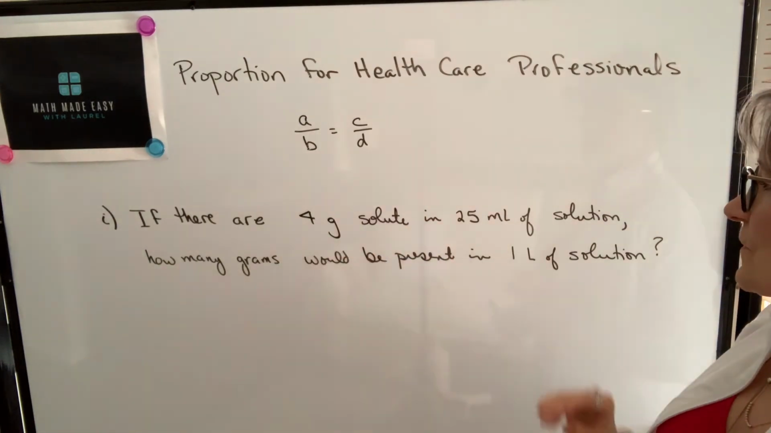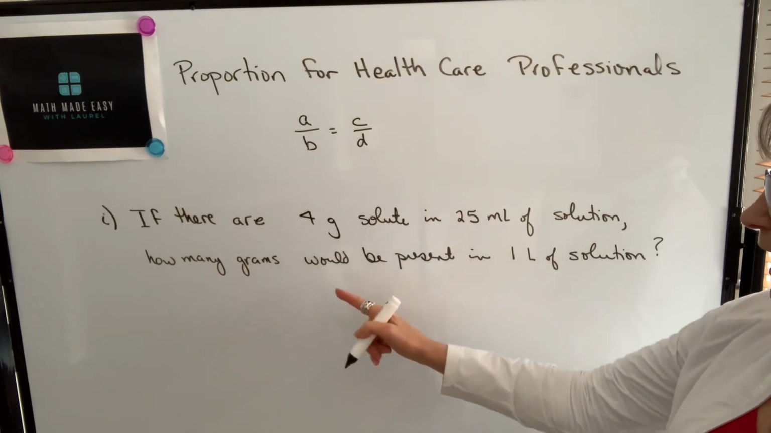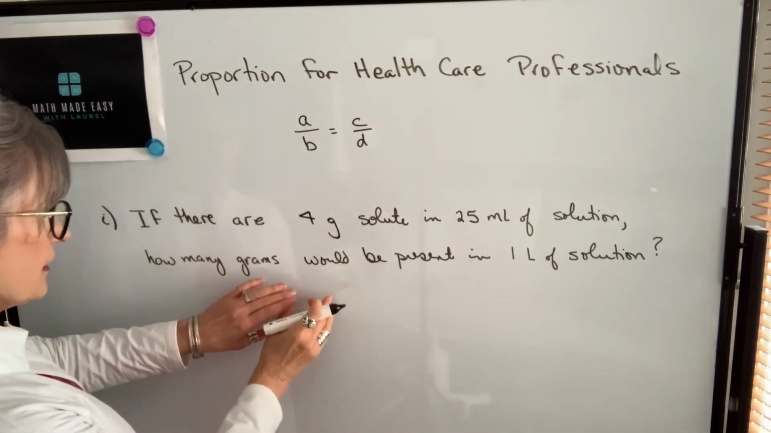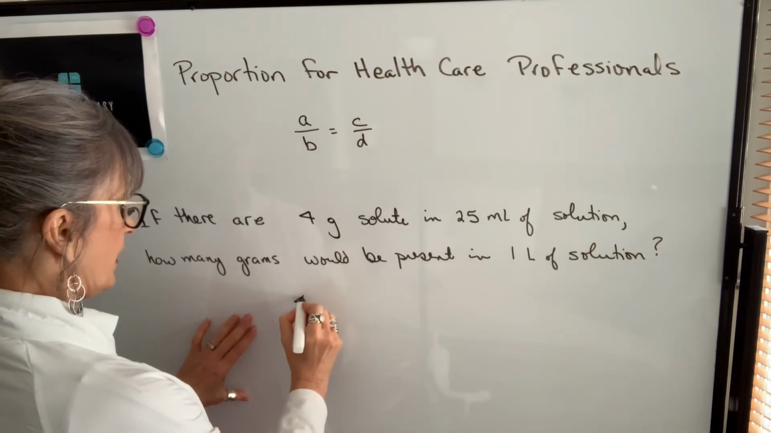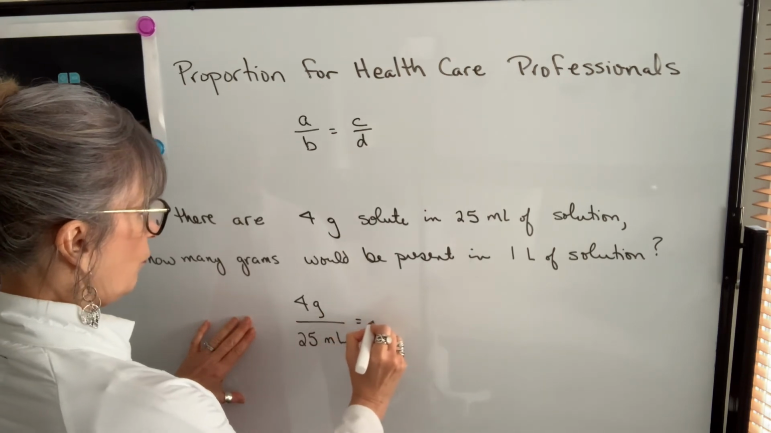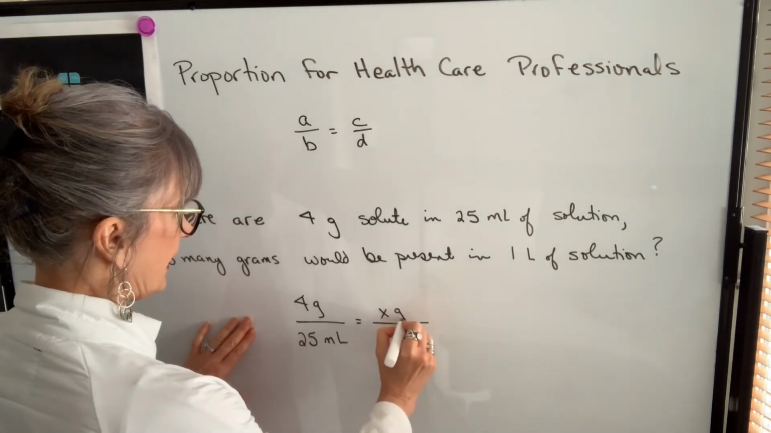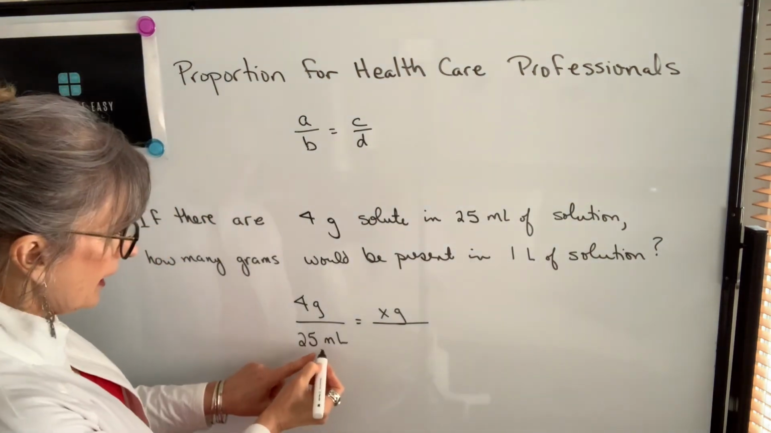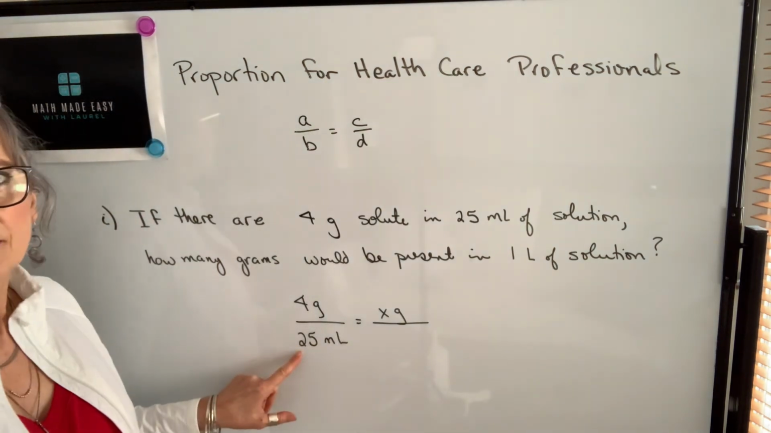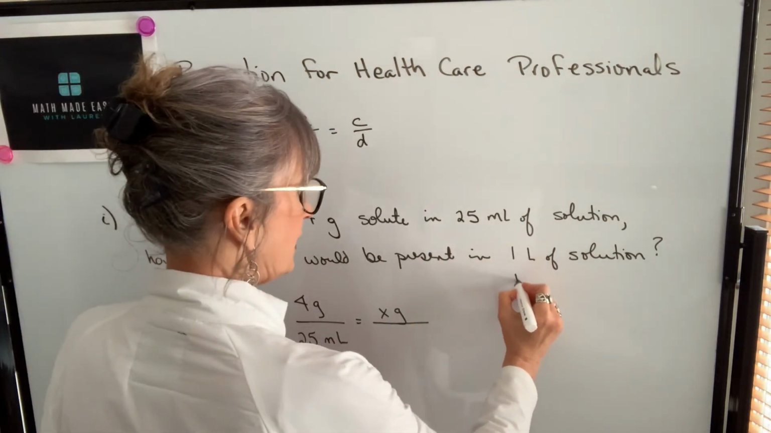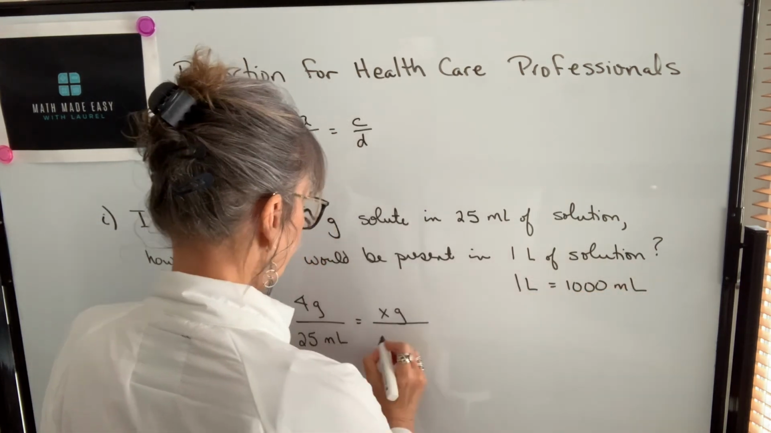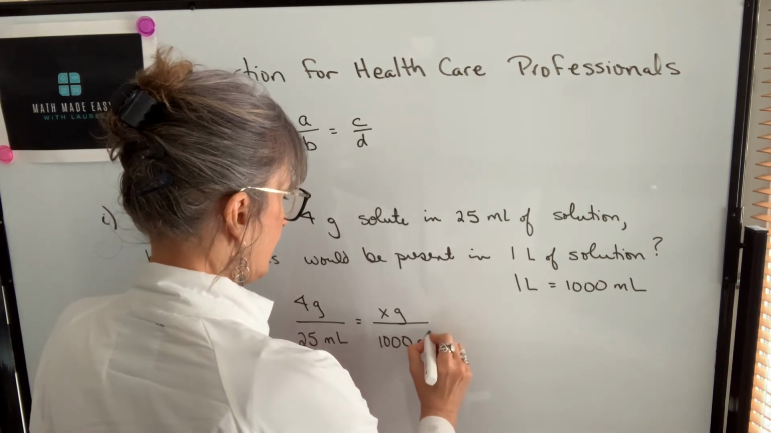If there are 4 grams of solute in 25 milliliters of solution, how many grams would be present in 1 liter of solution? So I like doing the order solute over solution. So if we have 4 grams in 25 milliliters, we want to know how many grams, so that'll be my X, in 1 liter. I can't put a liter in for my volume because I have milliliters as my volume unit on this side of the equation. So I need to change 1 liter to milliliters first. So 1 liter is 1,000 milliliters.